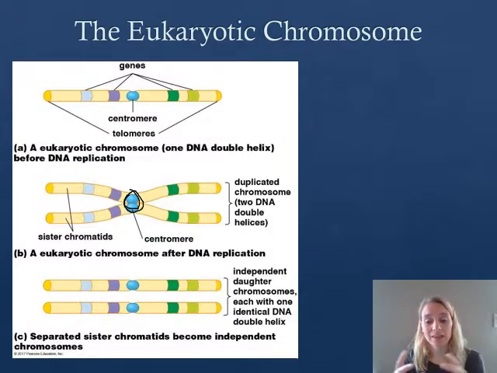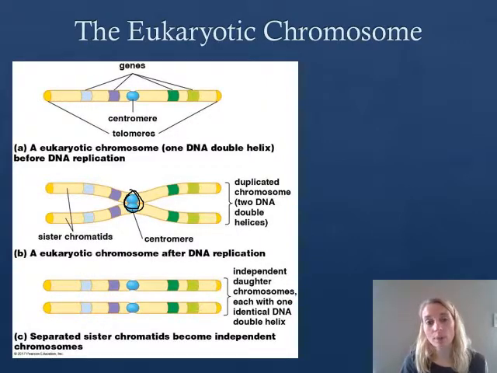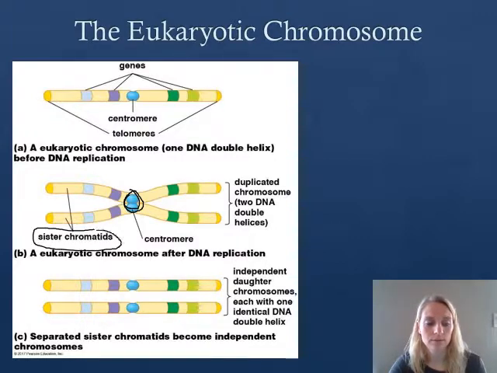When we have it in this form, in that X form, this is what we call a duplicated chromosome, or replicated. You might hear it that way. I bounce back and forth between both of those words. So we have two identical copies of DNA held tightly together at the centromere. And just to make things more complicated for biology students, let's call these bits of DNA something new. These are what we call sister chromatids.